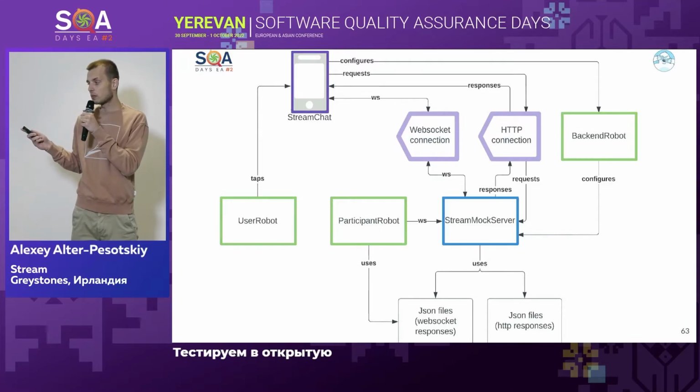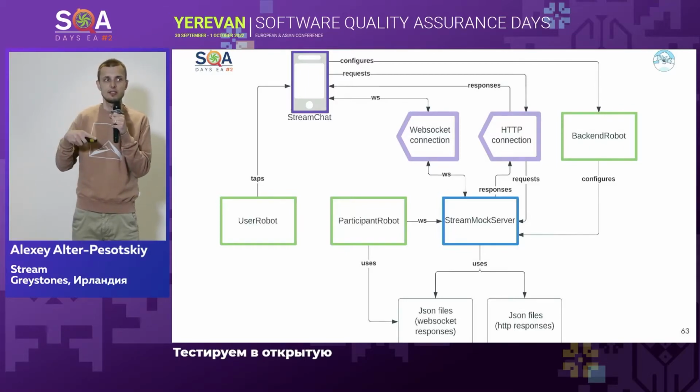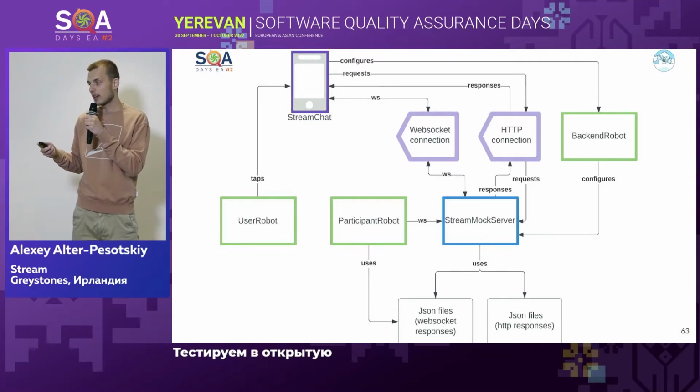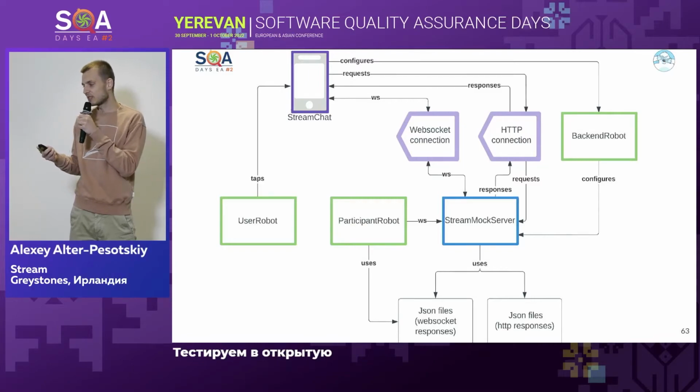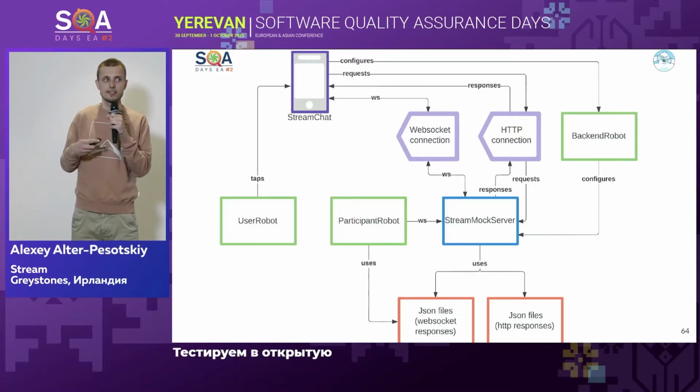We also have 3 robots: backend robot, participant robot, and user robot. Backend robot is there to set up the server itself through the tests. User robot just clicks and types text in UI of our demo app, and participant robot is there to emulate the participant. So it communicates with mock server through WebSocket protocol. And yeah, they both, participant robot and mock server, use JSON files as templates to mock the real backend.